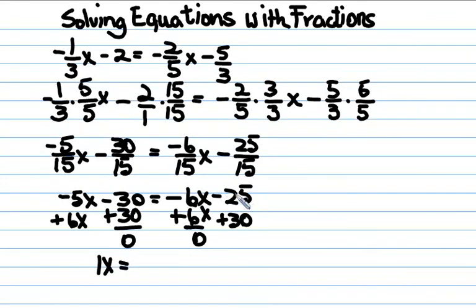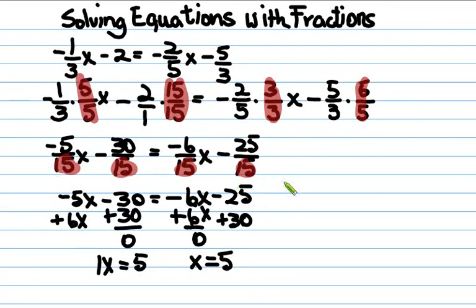And then a negative 25 plus 30 will give me a positive 5. So my solution is x equals 5. So the ideas that you need to remember about this is the multiplication by using 1, and then also the idea of finding that common denominator.